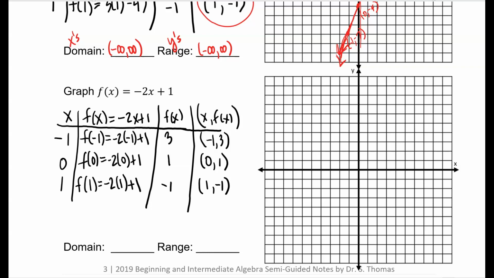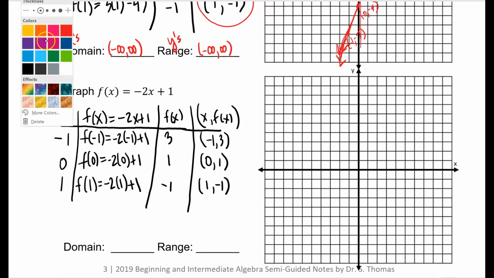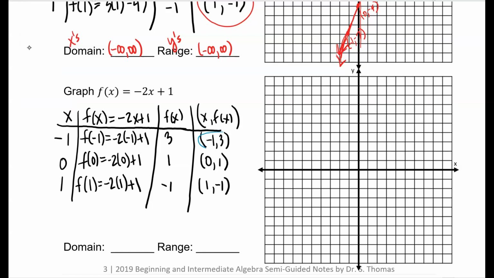So let's plot our 3 points on the graph. So let's first plot negative 1, 3. From the origin, we will move to the left 1 unit, and we will move up 3 units. 1, 2, 3.